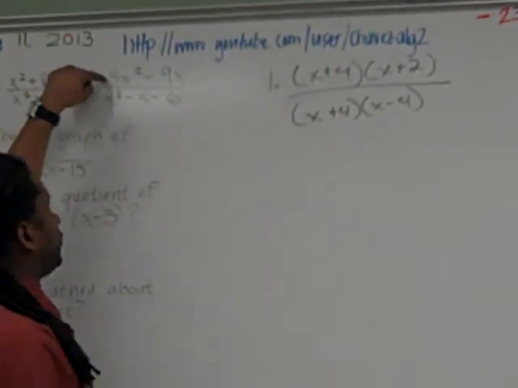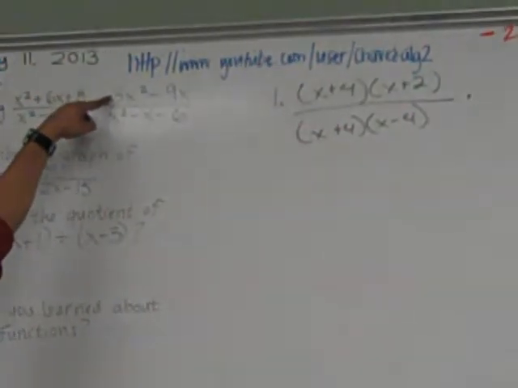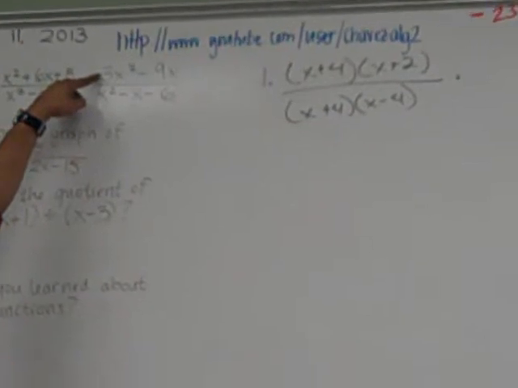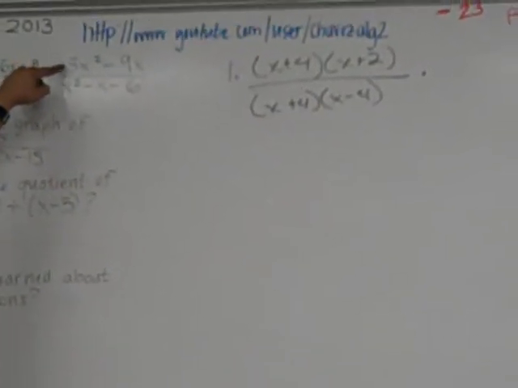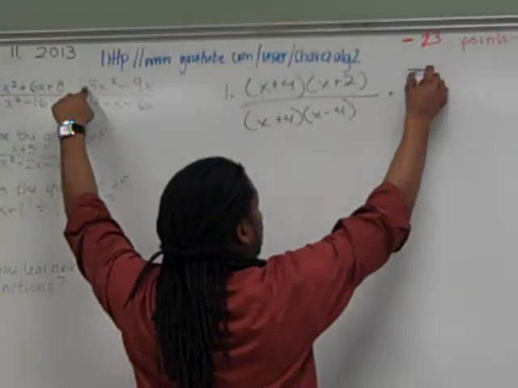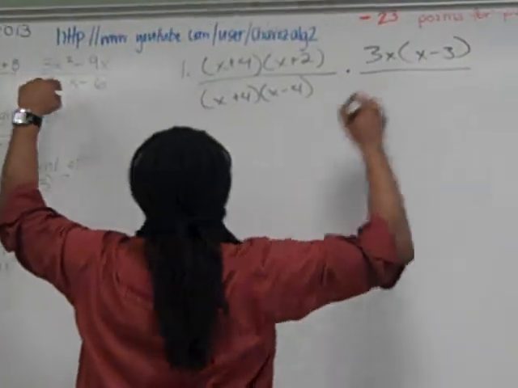All right, what kind of factoring is this numerator here? It's what you used to do back in middle school. GCF. What can I pull out of here? 3x. I pull out 3x. What's going to be left in the parentheses? X minus 3. What kind of factoring is this denominator?